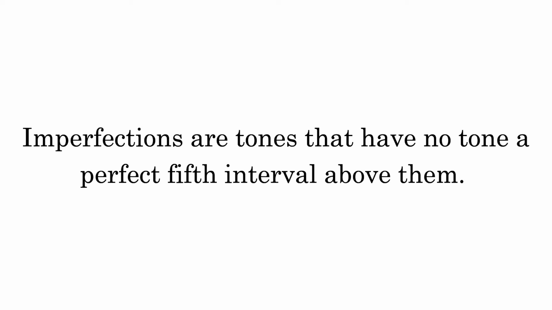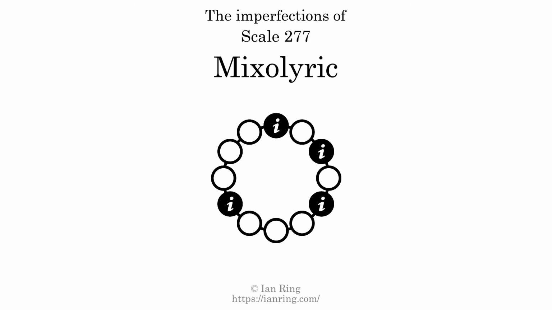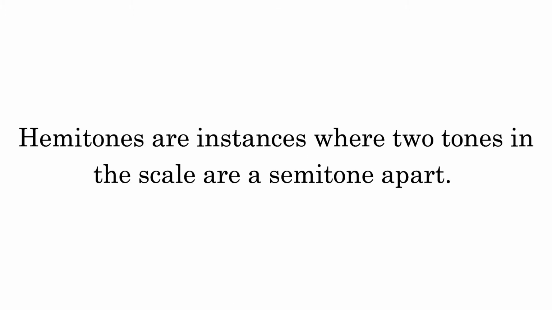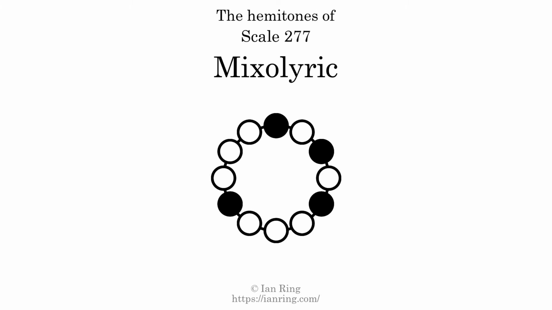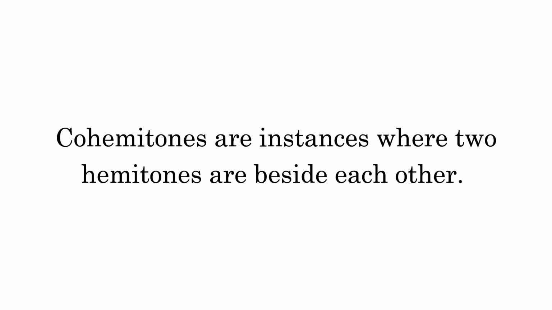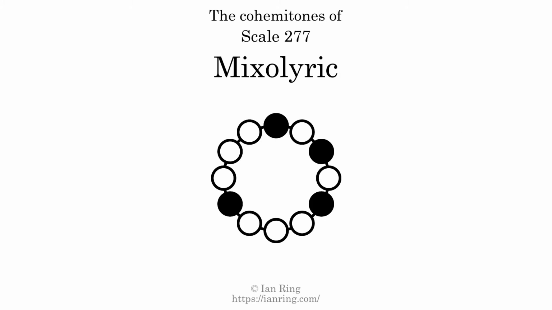Imperfections are tones that have no tone a perfect fifth interval above them. This scale has 4 imperfections. They are at positions here, here, here, and here. Hemitones are instances where 2 tones in the scale are a semitone apart. This scale has no hemitones. Cohemitones are instances where 2 hemitones are beside each other. This scale has no cohemitones.